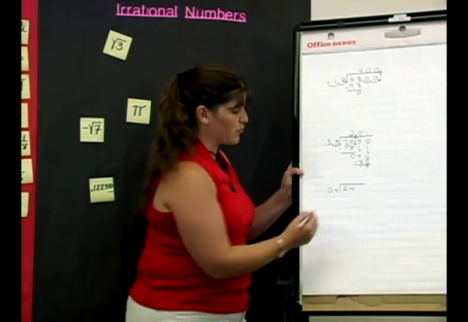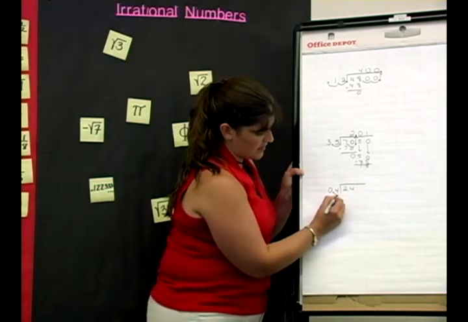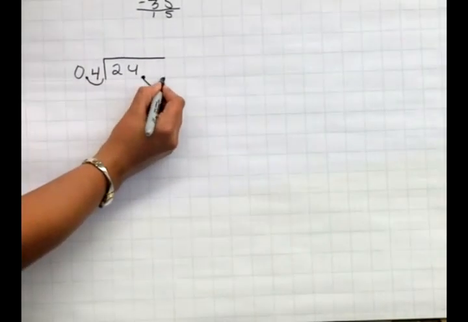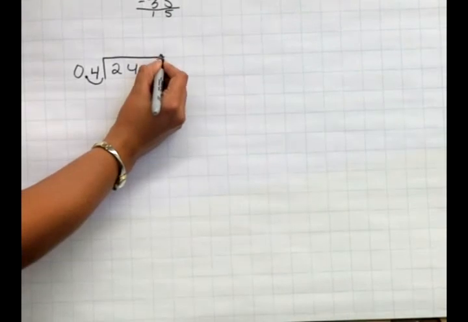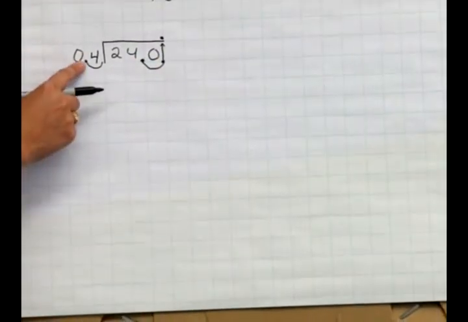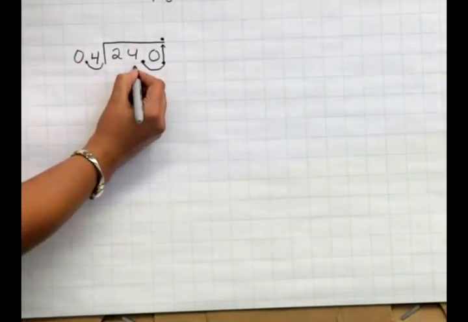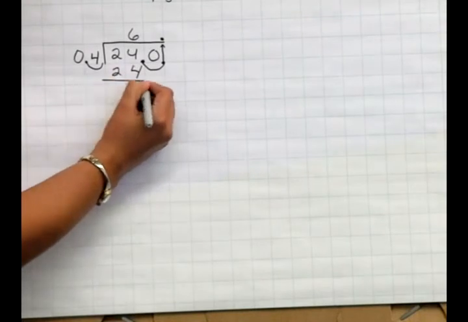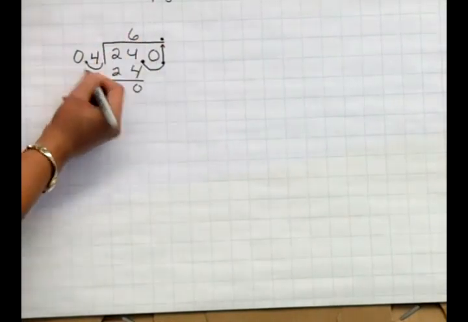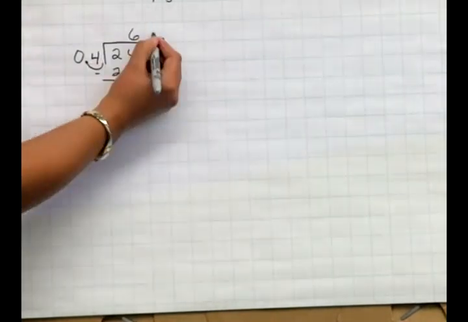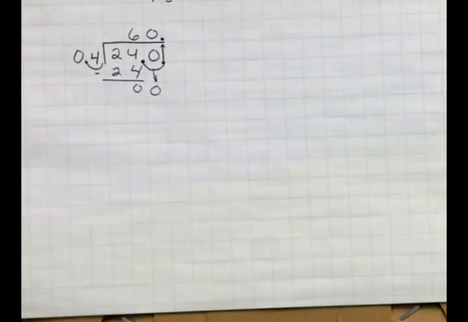So let's do one more down here. We move the decimal place, so here we have to put a decimal in, and we're going to move it over and bring it up. Right here, we add our 0. Okay, so 4 goes into 24 6 times. 6 times 4 is 24. We bring this 0 down, and we have another 0. So our answer was 60.